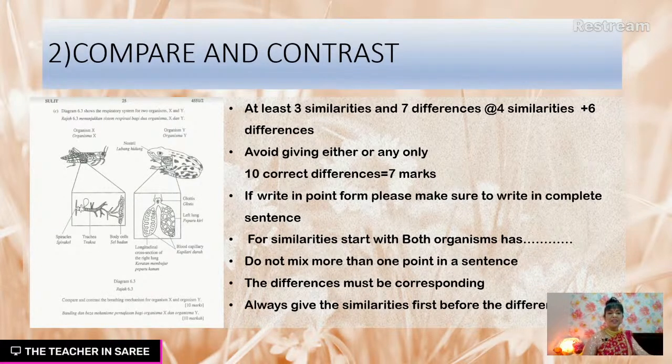Okay, all right. For similarities, when you are starting your sentence for the similarity, make sure it starts with both organisms have. Do not just say it; I will show you in the next slide what I mean by this. Always start with both organisms, or both whatever you're comparing, have this. Both of them. That denotes that you are comparing them in the same category.